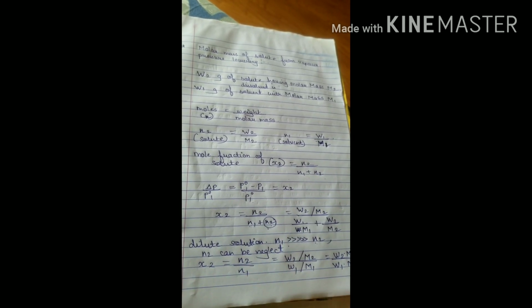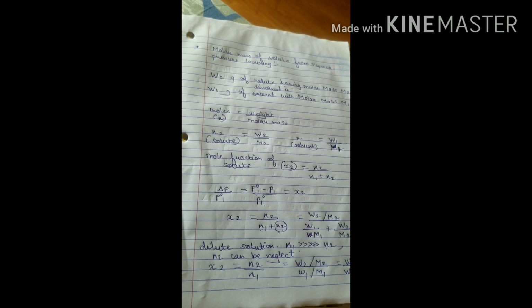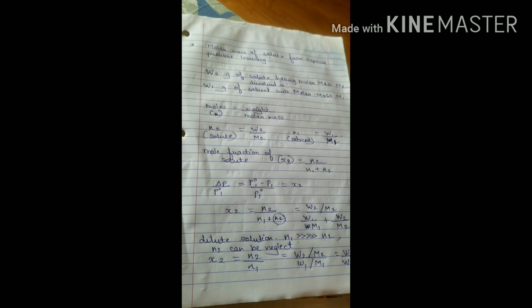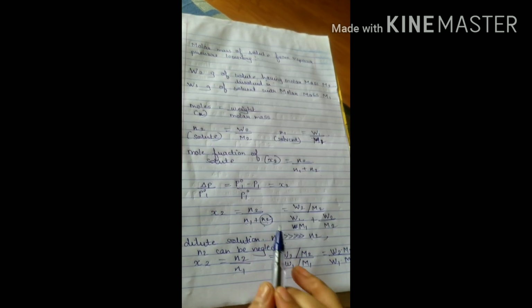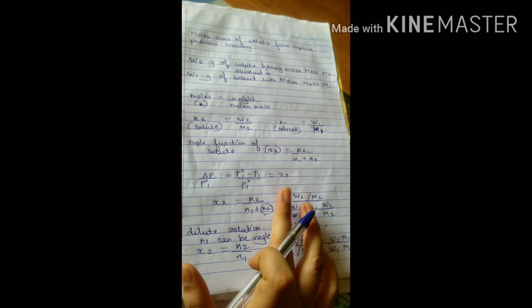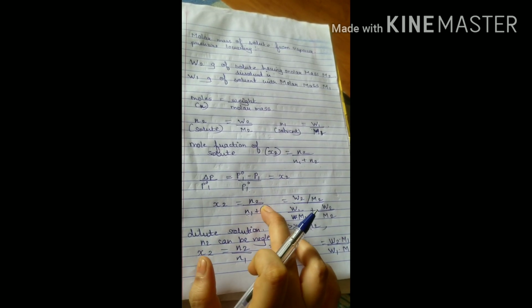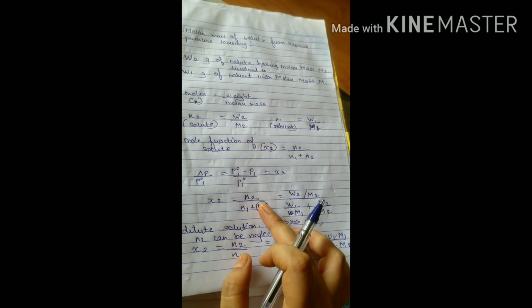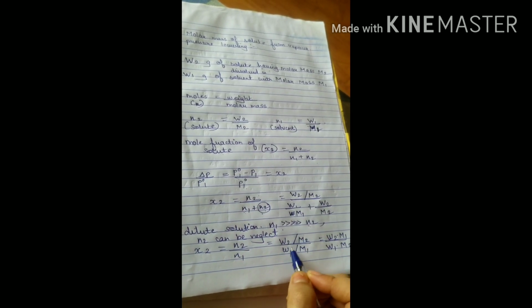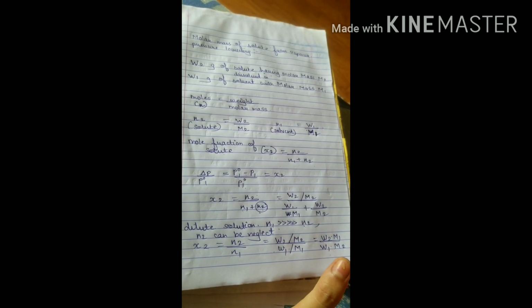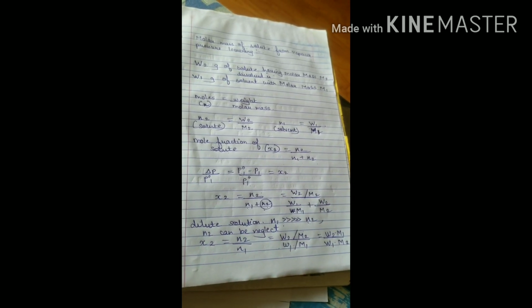Now if you are considering a dilute solution, dilute means the solute amount is going to be very less and solvent is going to be more. Hence you can neglect N2 in the denominator part only. Why? Because it is forming the solution here. So if you are neglecting N2, then you are left with X2 is equal to N2 upon N1. Then you just substitute it and multiply it. That is going to give you the molar mass of solute from vapor pressure lowering.